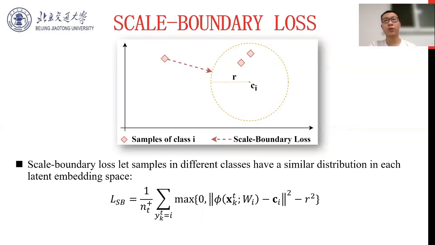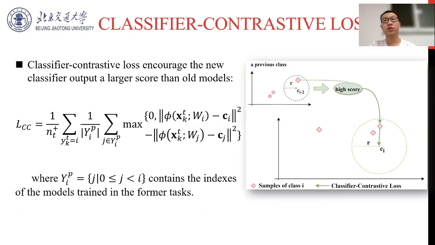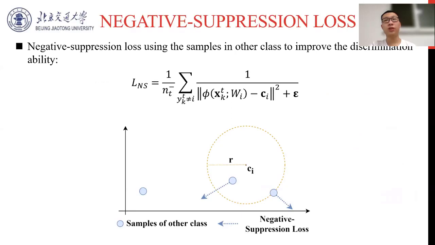Firstly, to improve the comparability of different models, we introduce scale boundary loss. It lets samples have a similar distribution in each latent embedding space. Besides, the trained model is likely to have poor performance on data of unseen classes. To solve this problem, we propose a classifier contrastive loss, which encourages the new classifier to output a larger score than old models. Also, we design negative suppression loss, which uses samples from other classes to improve the discrimination ability.